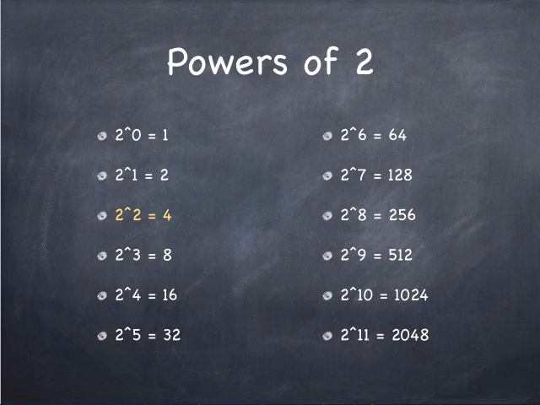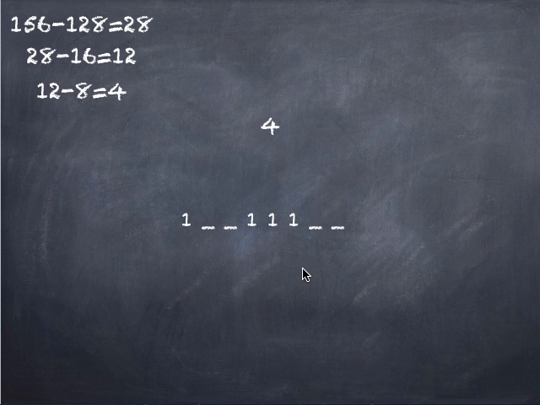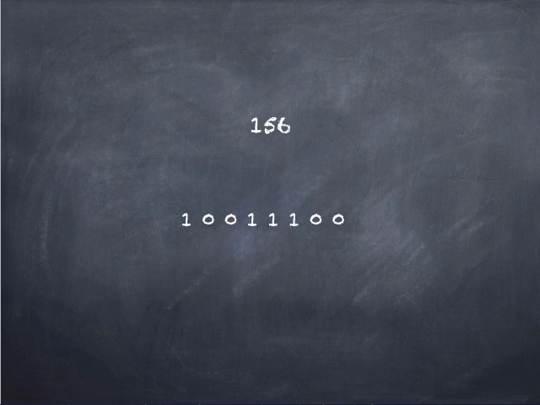So we need to add the value 2 to the 2. So 0, 1, and 2. 4 minus 4 is 0. So we just fill in the rest of the blanks with zeros, and we have our binary number. 156 is the equivalent of 10011100.